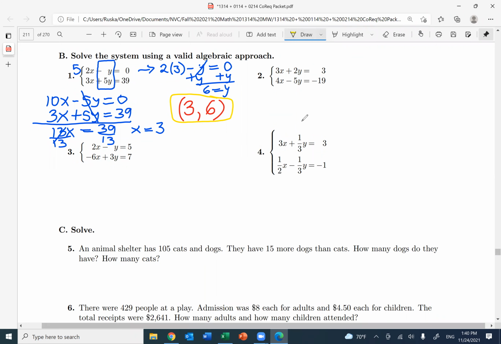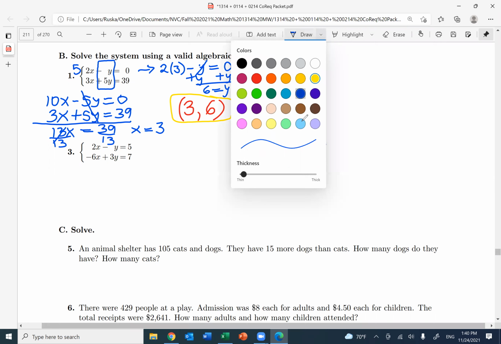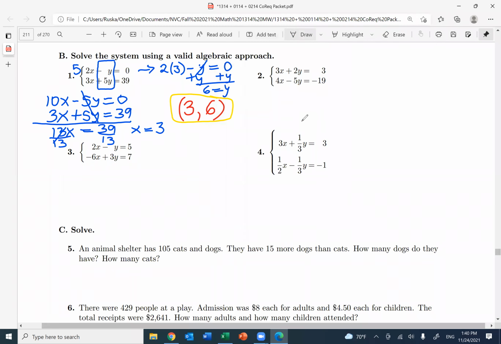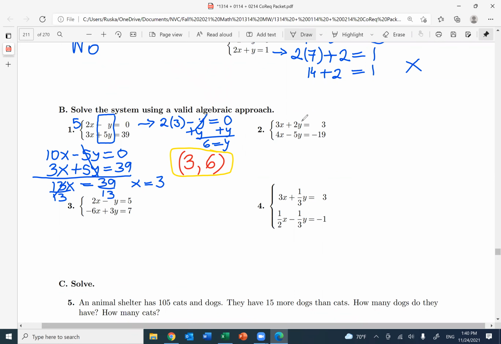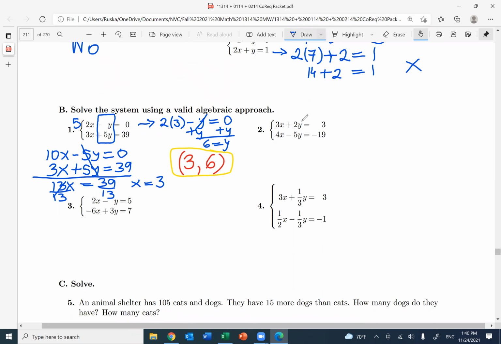Any questions? Okay, let's do one more. So let's solve number 2. For number 2, I'm going to eliminate y again because I have plus and minus.